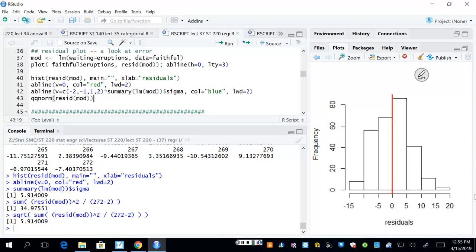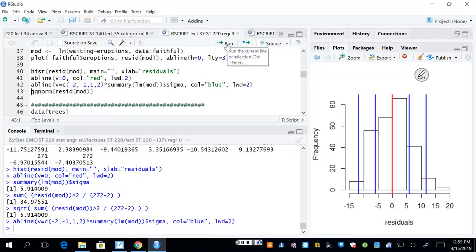And so this is a normal distribution. In the normal distribution, most of the values are within about plus or minus 2. So I'm going to put a bar at plus or minus 1 sigma, plus or minus 2 sigma, and that's kind of what it looks like. Plus or minus 2. There's a few outside, 272 observations. You get a few that are out in the 5% tails, 2.5% tails.